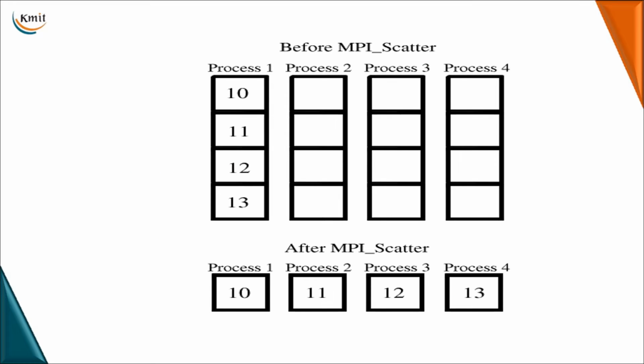The next function which we have is MPI scatter. Scatter means process 1 has multiple values, and this takes the responsibility of giving each and every value to a different process. Since we have 4 processes, 11 will be given to some process, 12 will be given to another process. You are just scattering the values which are present with you.